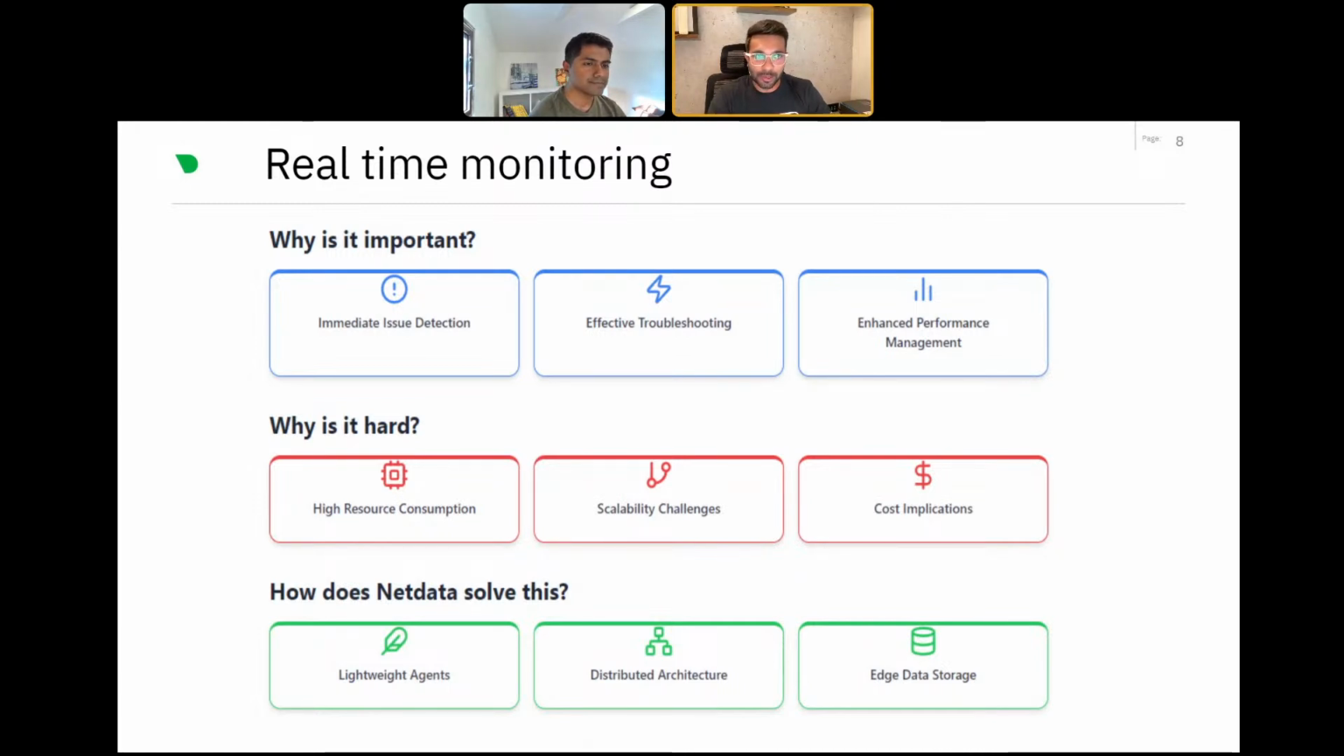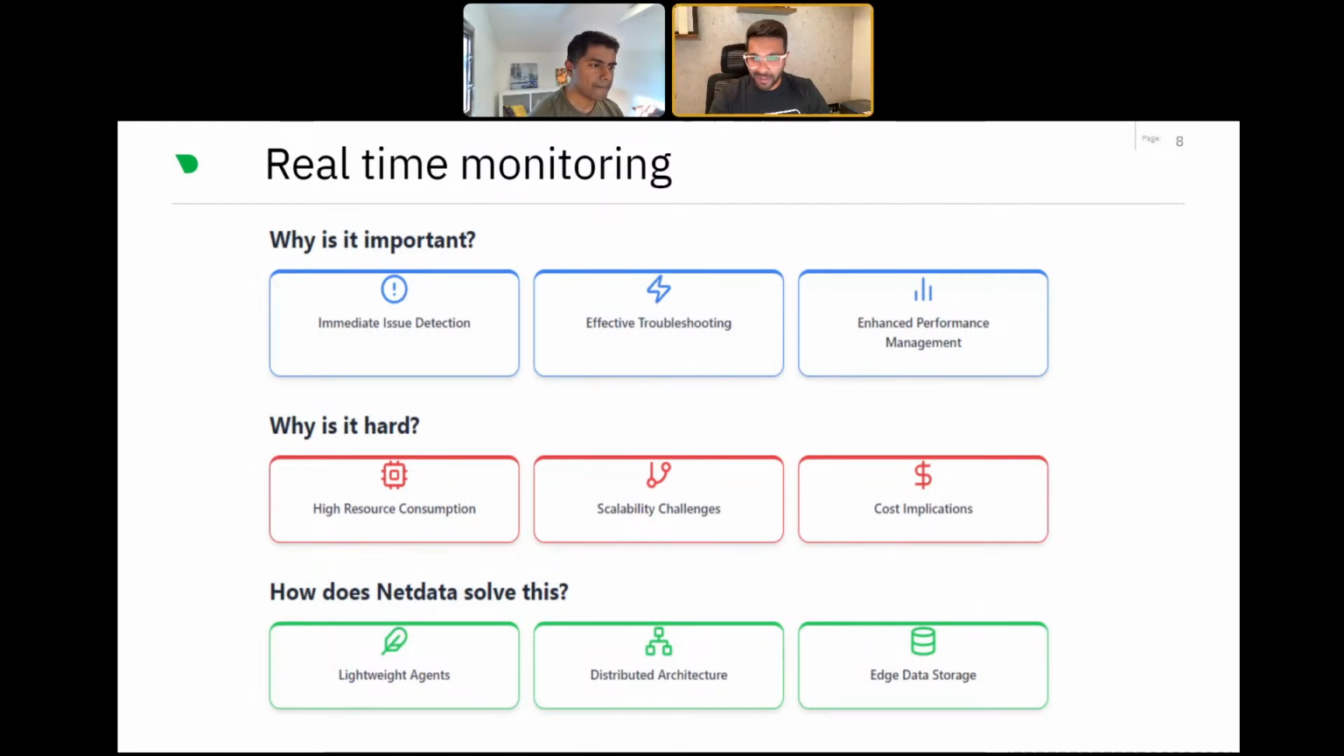And in principle, you're trying to monitor an infrastructure with a value X. You should only be spending a small fraction of that to monitor your infrastructure. You should not be spending more than the value or the cost of your infrastructure in itself.